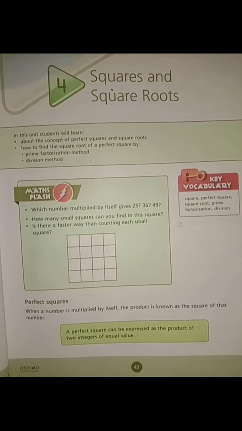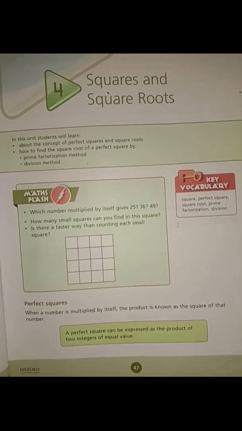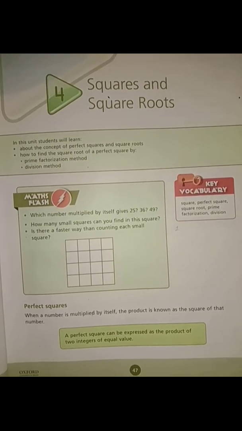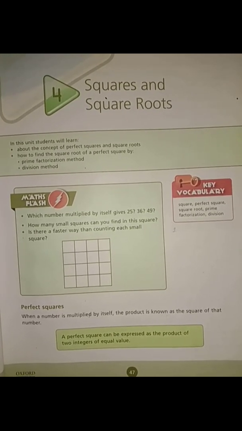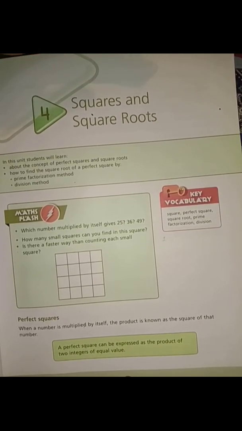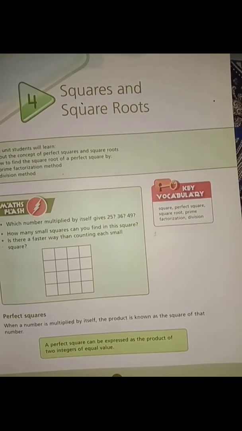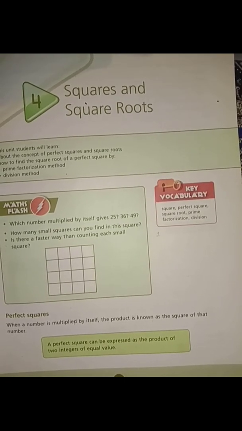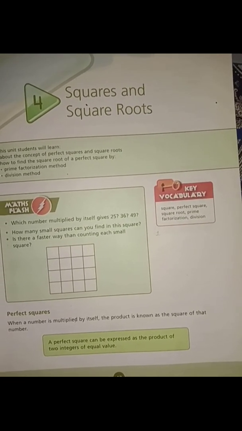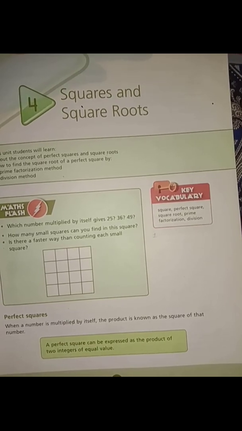We are moving towards our unit number 4, which is squares and square root. What are square? Actually, square is a shape which has 4 equal sides and 4 corners. But as the other concept, square comes whenever a number multiplies with itself, then it will give the square of that number. We have some vocabulary: square, perfect square, square root, prime factorization, division. These are all the vocabulary related with squares.